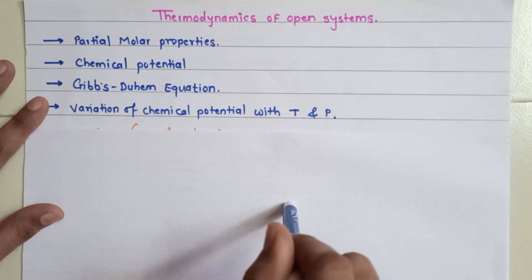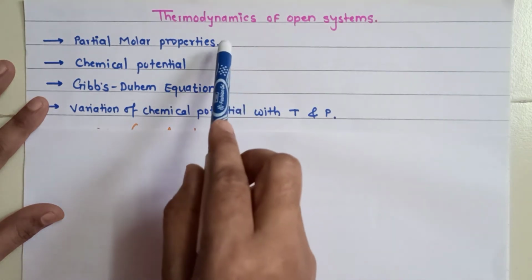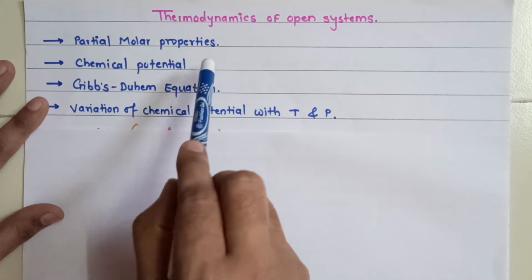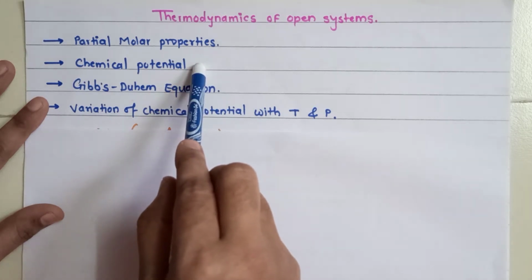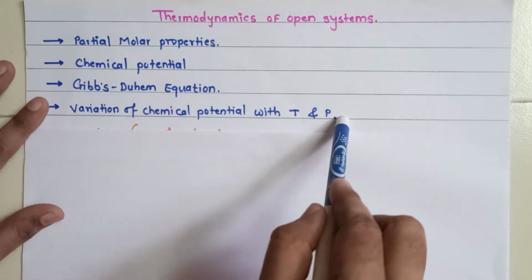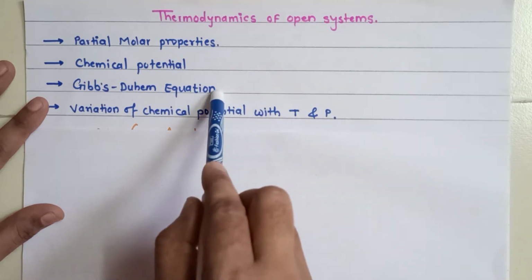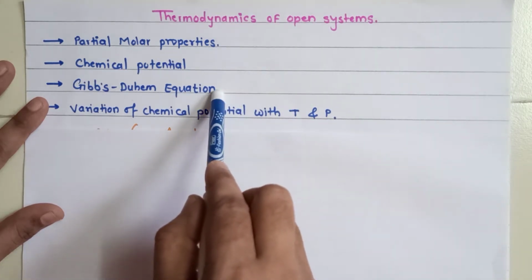In today's session we are going to briefly cover what exactly partial molar properties are, what the chemical potential is, and how they vary with temperature and pressure. And in the next video we are going to briefly talk about the Gibbs-Duhem equation.